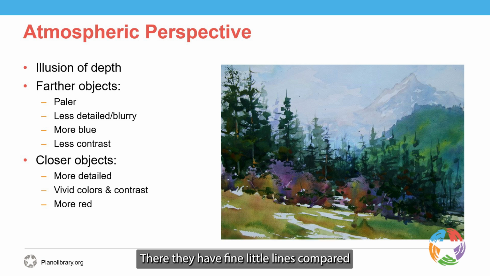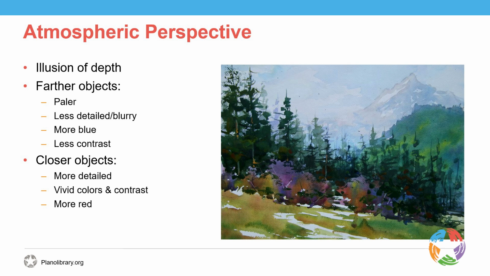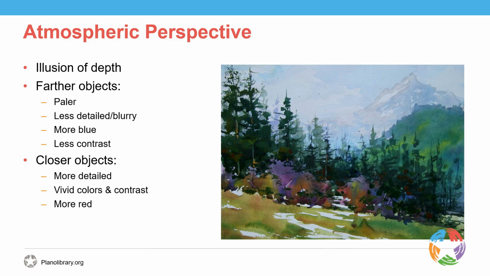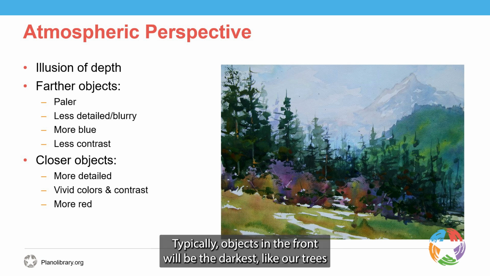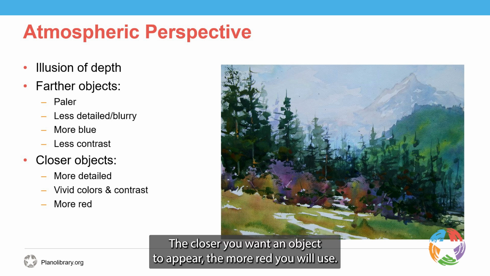They have fine little lines compared to the brush strokes of the mountain shadows. Closer objects will also have more vivid colors and contrast. Typically, objects in the front will be the darkest, like our trees in this example image. The closer you want an object to appear, the more red you will use.